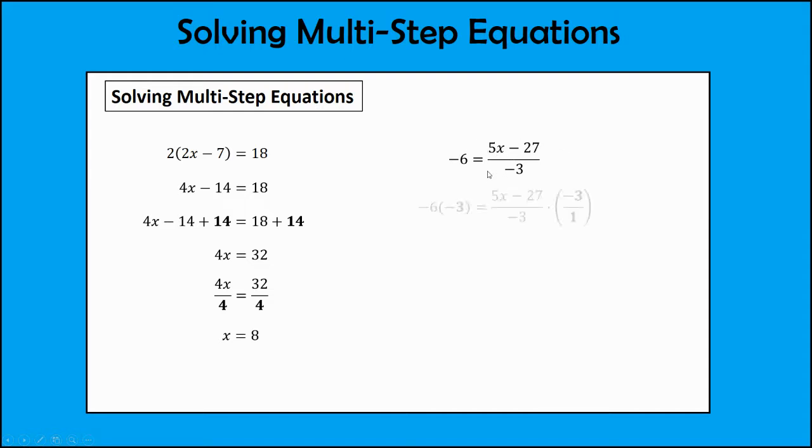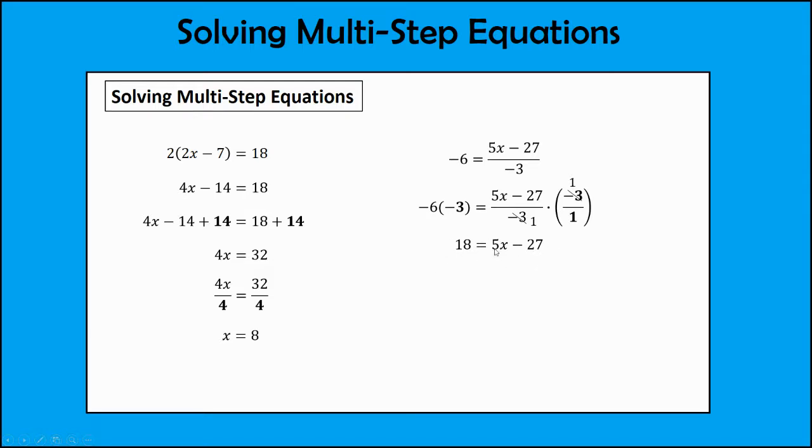So what we're going to do in our first step is multiply each side by -3. Now on the right side, I put it as -3 over 1 because I want to show you how the -3 cancels out this -3. On the left side, I just wrote it as -3 times -6 because that's just two whole numbers. So what's going to happen on the right side is my -3 is going to cancel. It's going to give me 1 over 1. So I'm going to get just 5x minus 27. The numerator is all that's left there. And then on the left side, -6 times -3 is 18.